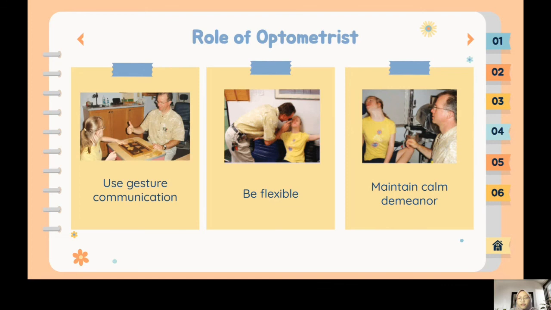So these are the examples of the role of optometrist that I have explained. Use gesture communication, be flexible, maintain calm demeanor.